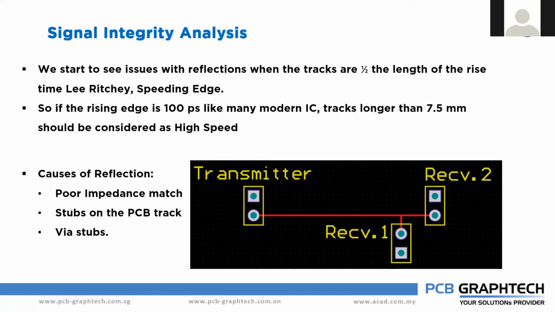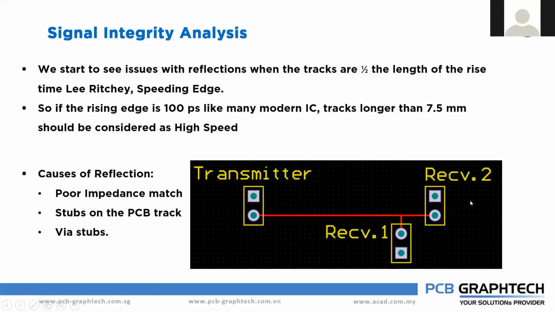For example, if your rise time is 100 picoseconds for your integrated circuits, then your length should not be longer than 7.5 mm. If the length goes longer than 7.5 mm, then the tracks are treated as high-speed design. The reason for this reflection is poor impedance mismatch, or stubs on the PCB track, or via stubs.